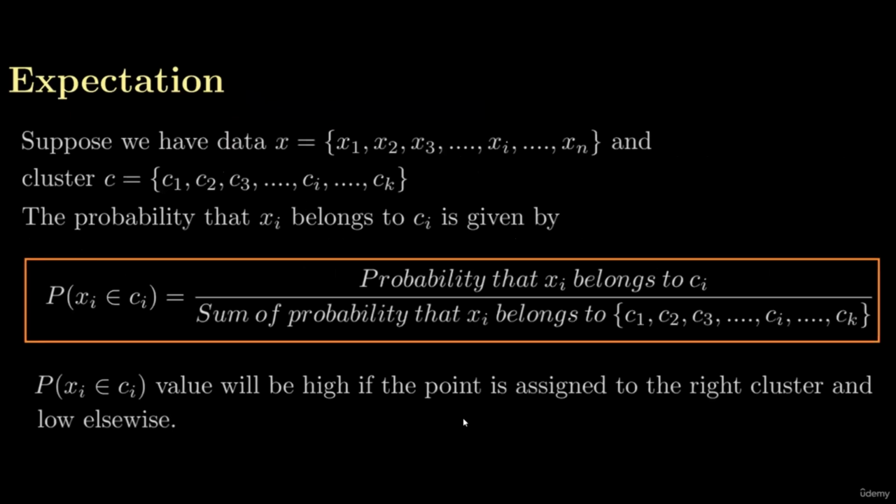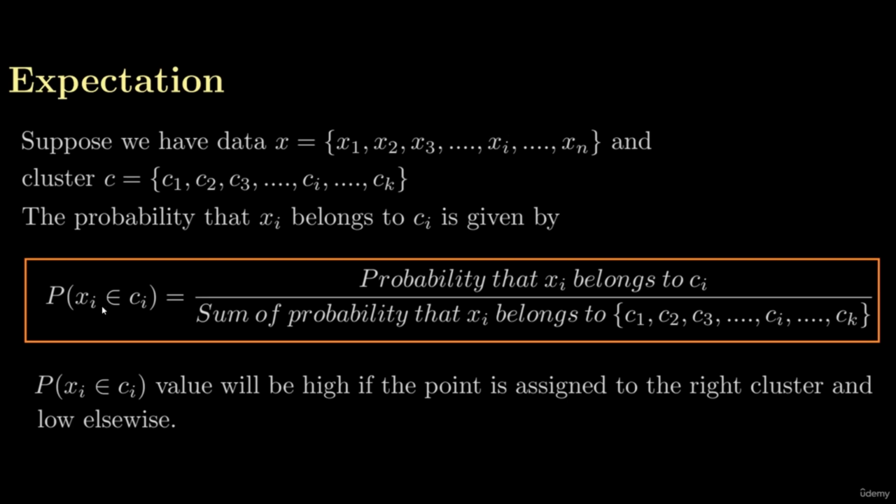So let's understand more about the expectation step of the EM algorithm. Suppose we have data with n samples and we want to divide that data into k clusters, that is, from C1 to Ck. We know that in GMM clustering, we need to find the membership, or the probability with which every data sample belongs to a particular cluster. If we want to find the probability that a particular data sample Xi belongs to a particular cluster Ci, this will be the equation.